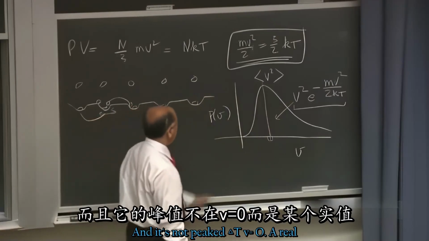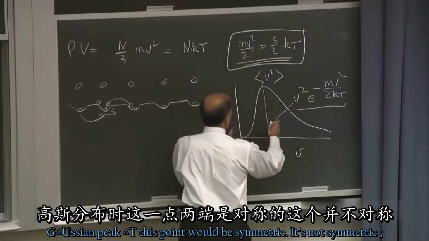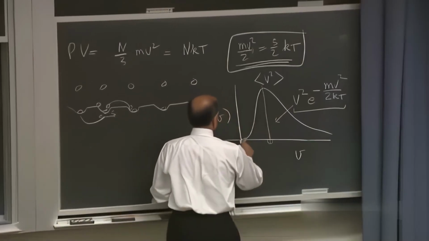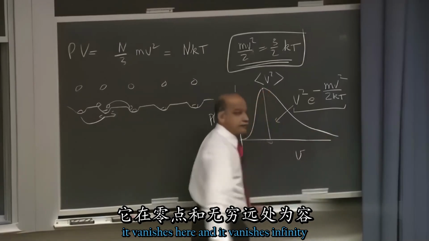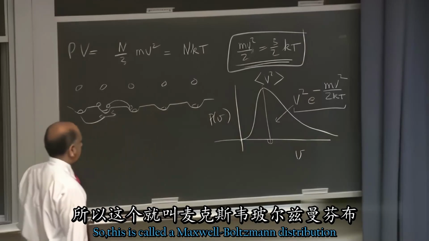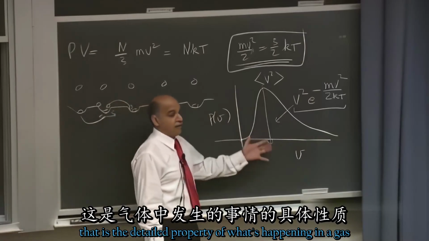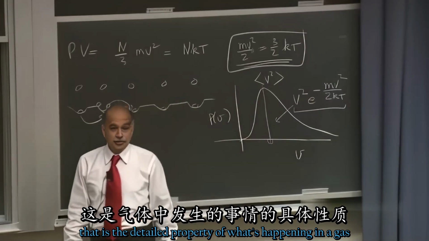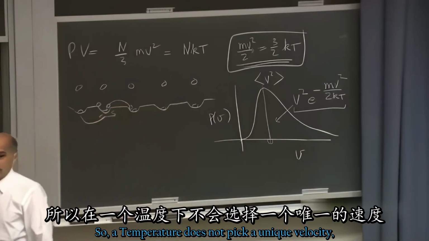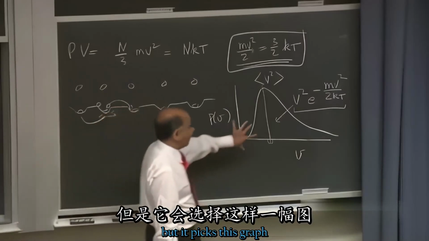And it's not peaked at v equal to 0. A real Gaussian peaked at this point would be symmetric. It's not symmetric. It vanishes here and it vanishes at infinity. So this is called the Maxwell-Boltzmann distribution. You don't have to remember any names, but that is the detailed property of what's happening in a gas. So a temperature does not pick a unique velocity, but it picks this graph.